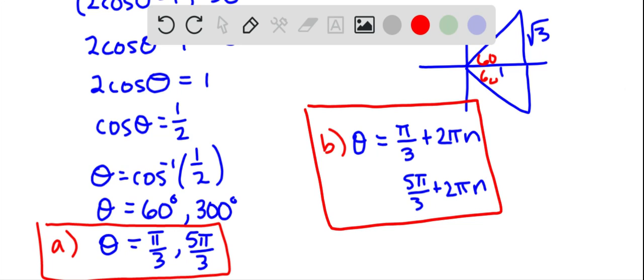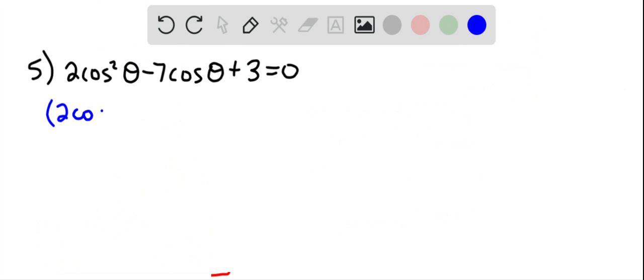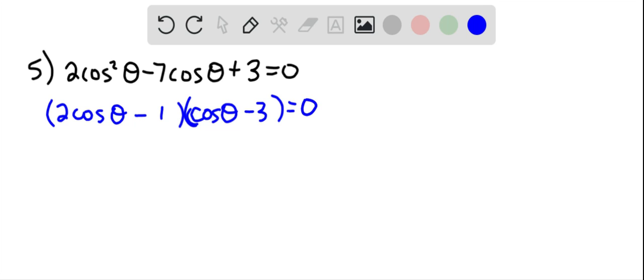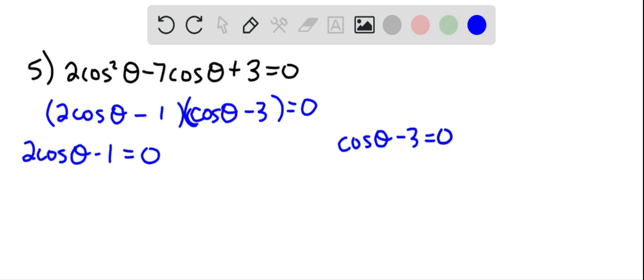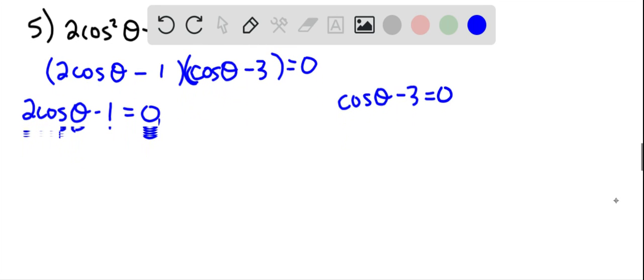Okay, here's the next one, and it is factorable as well. We have 2 cosine theta, we have a -1 and a -3. That will work. And so let's set each of these equal to 0. 2 cosine theta minus 1 equals 0, and cosine theta minus 3 equals 0. So solving the first one, add 1 to both sides and divide by 2. So cosine theta equals 1/2. And take the inverse cosine.